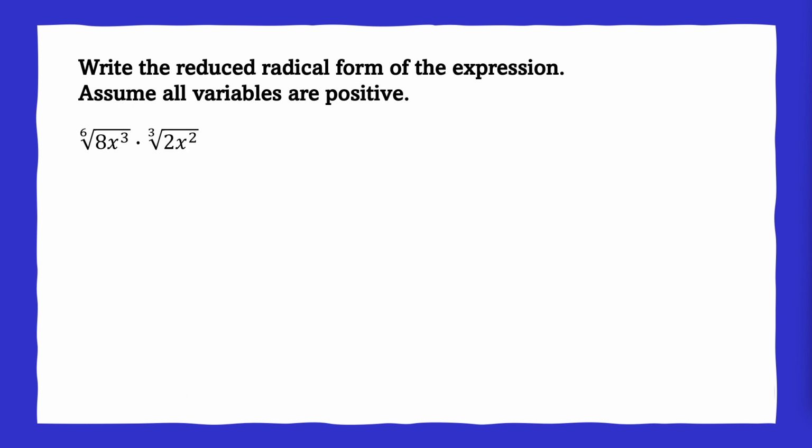Write the reduced radical form of the expression. First, rewrite the roots as rational exponents. The nth root of a number can be expressed as the base to the power of 1 over n. Using this rule, the sixth root can be written as the base raised to 1/6, and the cube root as the base raised to 1/3. Next, rewrite 1/3 as 2/6. You will see why in a minute.